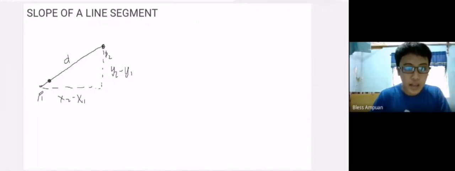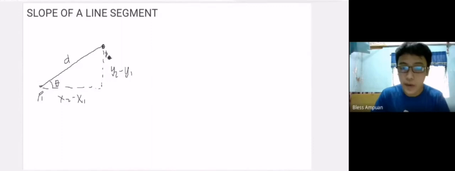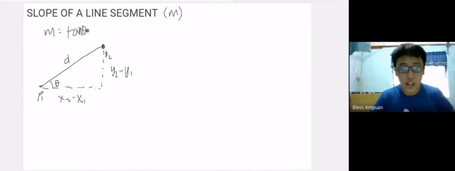And then we also have here a theta. Our theta is the angle of inclination of the line. If you're going to ask what would be the formula of the slope of a line, it was already stated in the definition that it is defined as the tangent of the angle of inclination of the line. So therefore, if our slope of the line is designated as m, we could say that our slope is equal to tangent theta. That is based on the definition of the slope of a line segment.